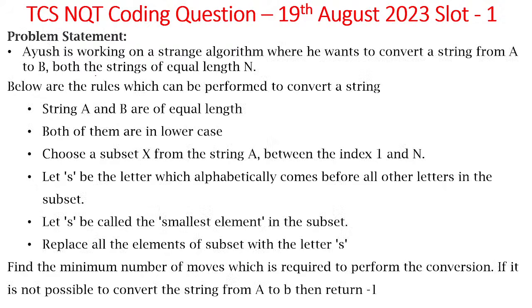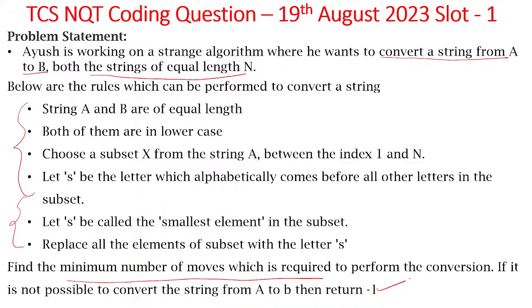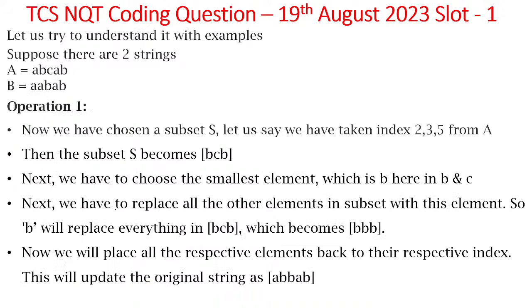Now this is the problem statement. We need to convert a string from A to B, that is the main aim of the question. Given one string A, you need to convert it to B. Both the strings are of equal length. There are some rules given for conversion from A to B. Following these rules, you need to convert A to B. The task is to find the minimum number of moves required to perform the conversion. If conversion is not possible, then we should return -1. This is what we discussed in our previous lecture. Examples also we have seen.